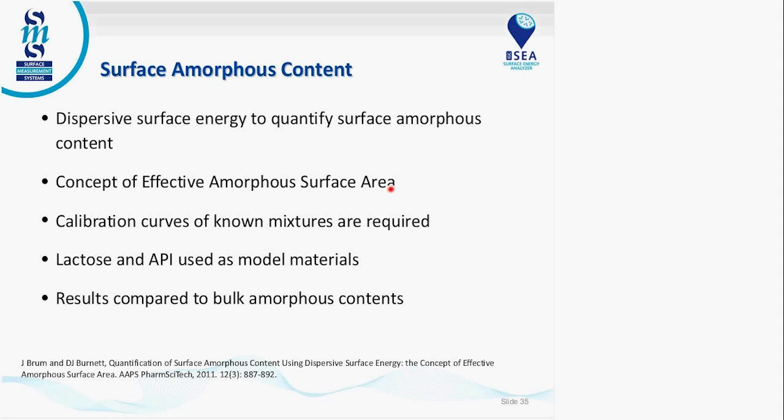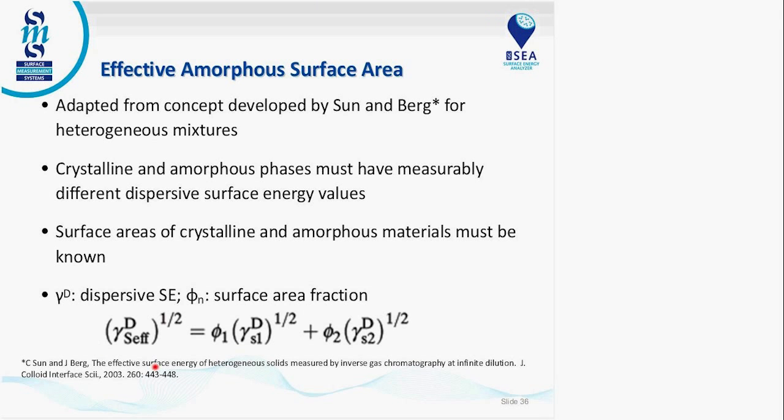You have to apply a concept called effective amorphous surface area. You do need calibration curves of known mixtures. We're going to use some lactose and an API as model materials. Essentially what you need is the surface area fraction of amorphous and of crystalline. You need to measure the surface energy of the raw materials, the surface energy of the amorphous and of the crystalline material. If these are different enough in energy, you could use this to calculate or predict what the surface energy would be, and we'll compare that with the actual measured values, and we'll show that next slide.